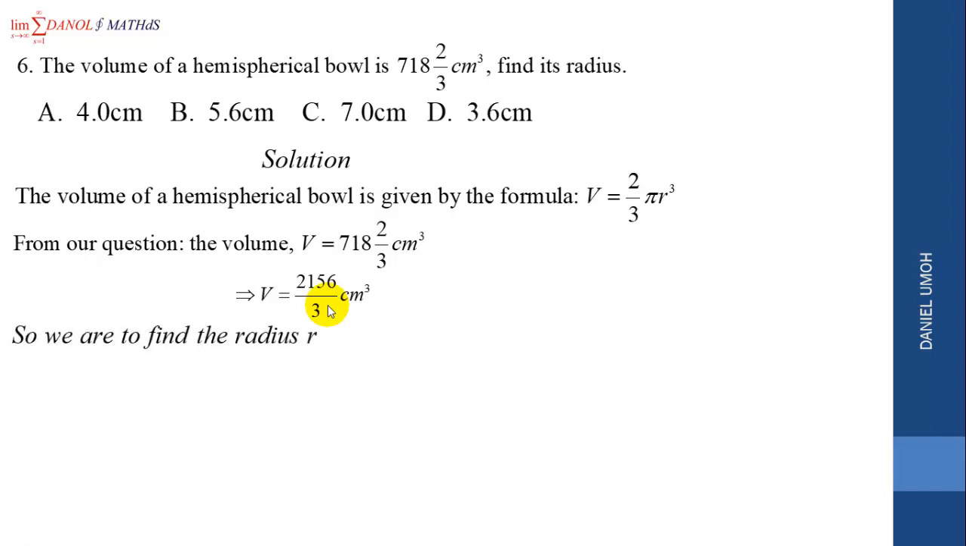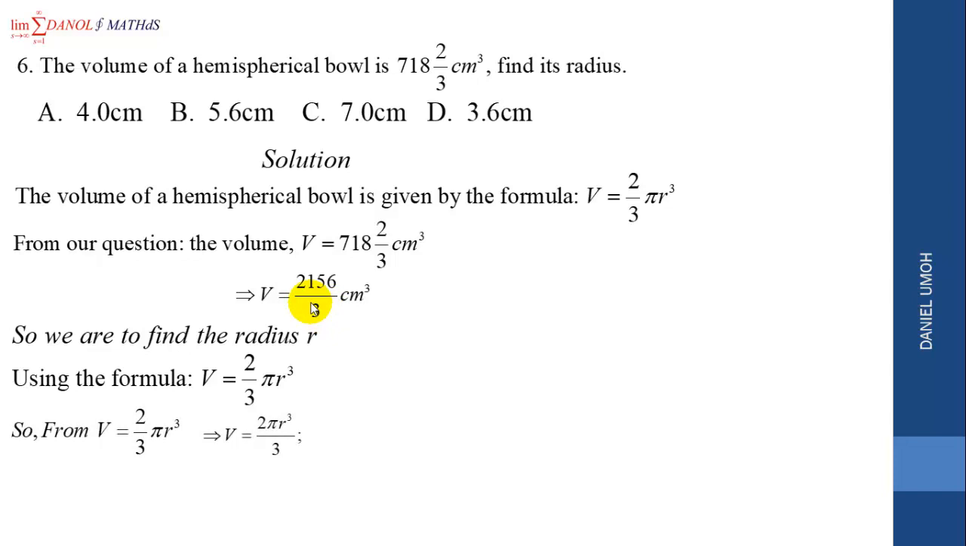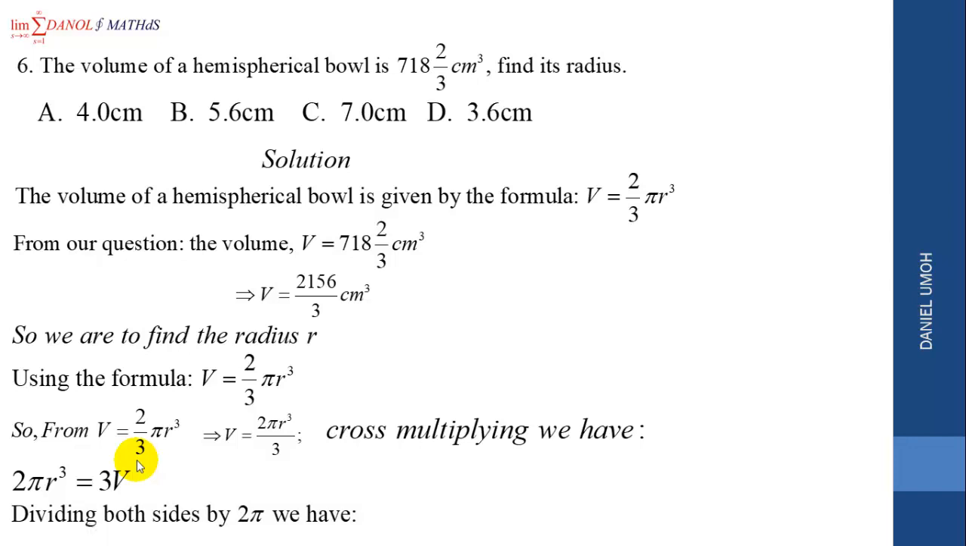So we have to find the radius r, right? Now let's advance. Using the formula that we established, V equals 2/3 pi r cube, we are going to make r the subject of formula because we are looking for r. V equals 2/3 pi r cube is the same thing as V equals 2 pi r cube over 3. That is simple arithmetic. We only put it in this form so that we'll be able to cross multiply effectively. When you cross multiply, we have 2 pi r cube equals 3v. Making r cube the subject means we divide both sides by 2 pi. So we have r cube equals 3v over 2 pi.